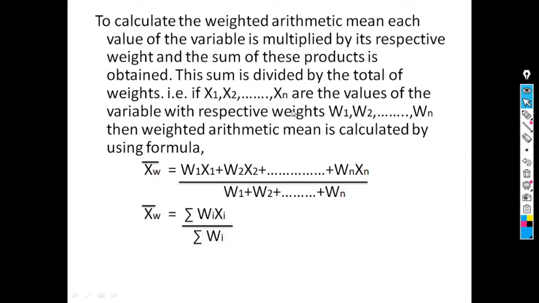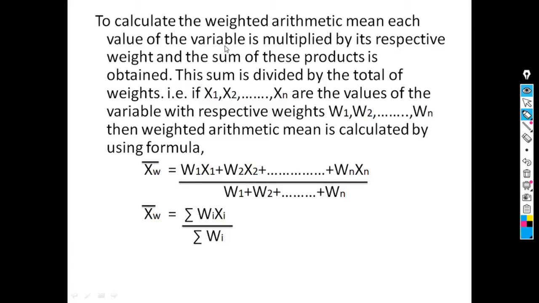So the definition of weighted arithmetic mean is denoted by xw bar, and it is given as xw bar is equal to w1 x1 plus w2 x2 up to wn xn divided by w1 plus w2 up to wn. Means each value of the variable is multiplied by its respective weight. Here w1, w2 up to wn are the weights, and x1, x2 up to xn are variables.